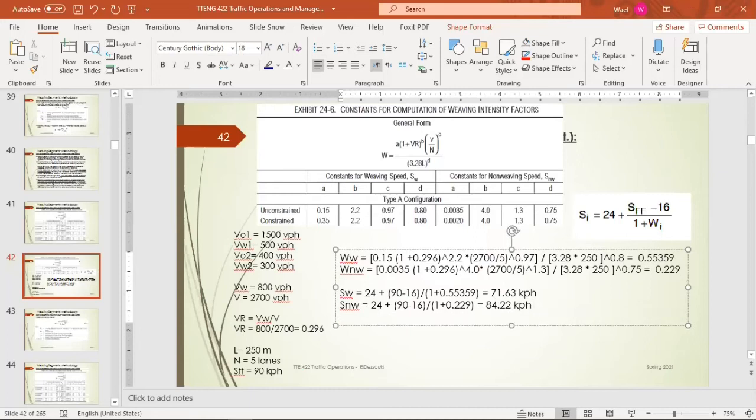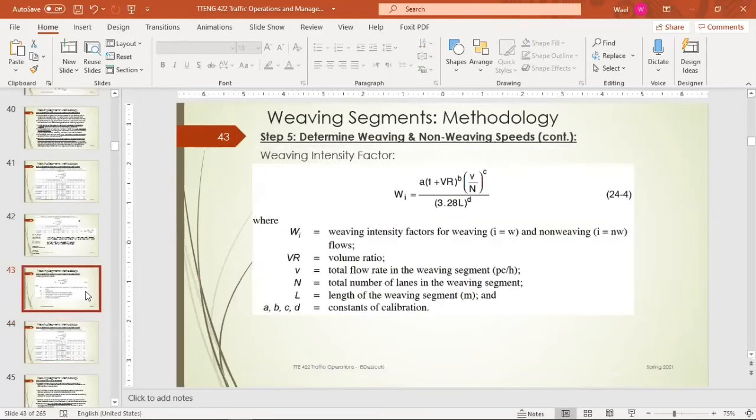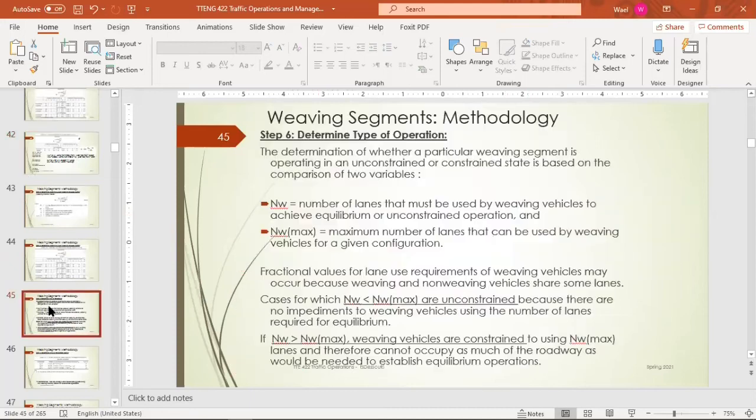So now we have got the expected speed for weaving and the expected speed for non-weaving. Okay, what's the next step? The next step is to check whether it's unconstrained. Notice that the numbers we took were all unconstrained, so we check whether it's really unconstrained weaving or constrained weaving. Determine type of operation: we want to see the number of lanes that must be used by weaving vehicles. If it's less than the NW max, then it's unconstrained. If it's greater than the NW max, then it's constrained.